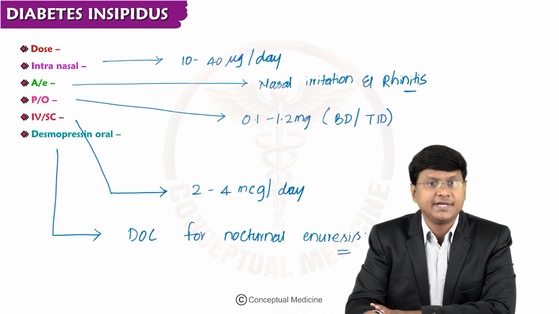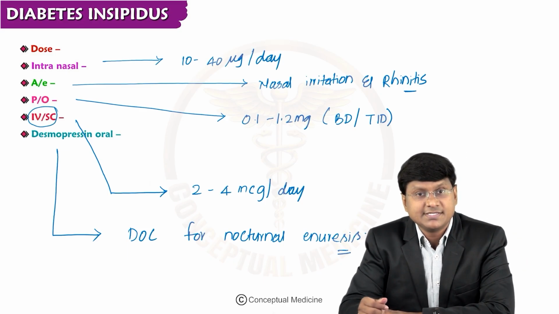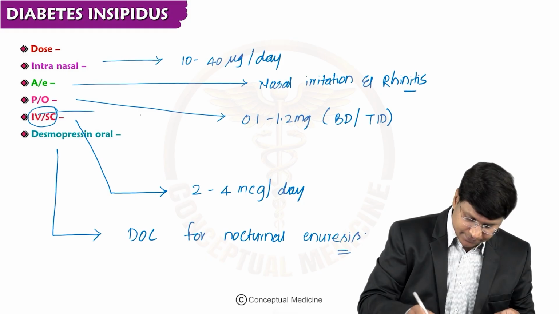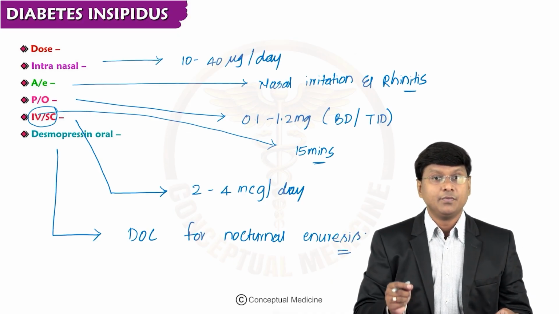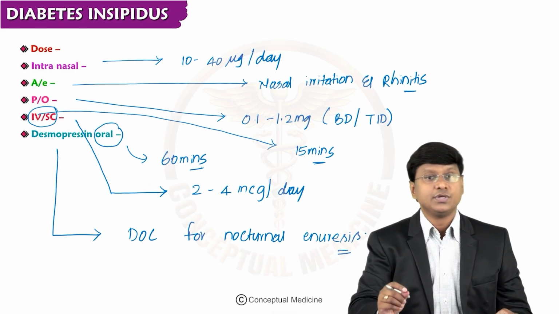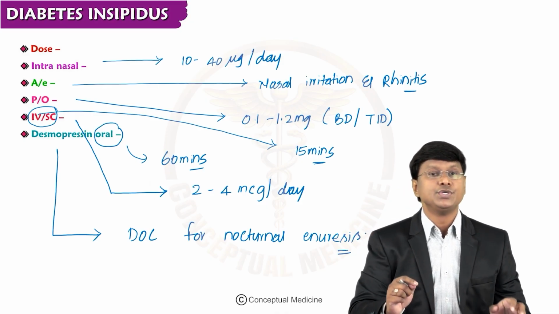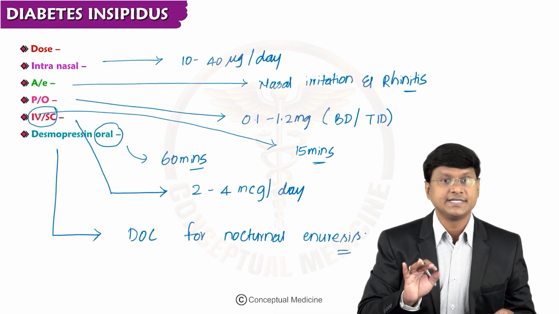Now, when you give antidiuretic hormone through the intravenous or subcutaneous route, the onset of action is rapid, within 15 minutes. Whereas after oral administration, the onset of action is within 60 minutes. So if you want a quick onset of action, you can give it through the intravenous route, with onset within 15 minutes. So that is about the vasopressin analog desmopressin.